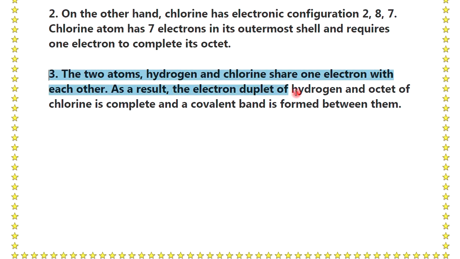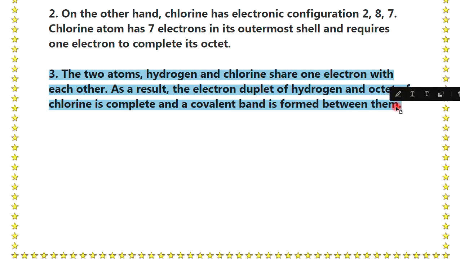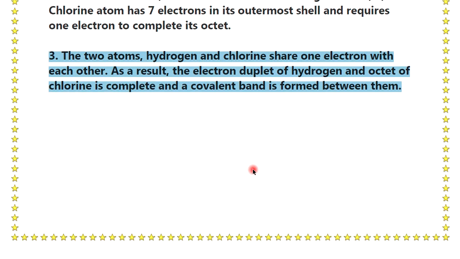The 2 atoms, hydrogen and chlorine, share 1 electron with each other. As a result, the electron duplet of hydrogen and octet of chlorine is complete and a covalent bond is formed between them.